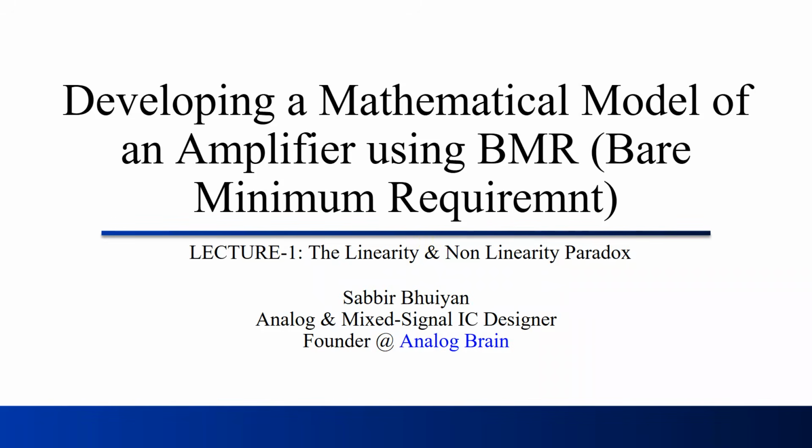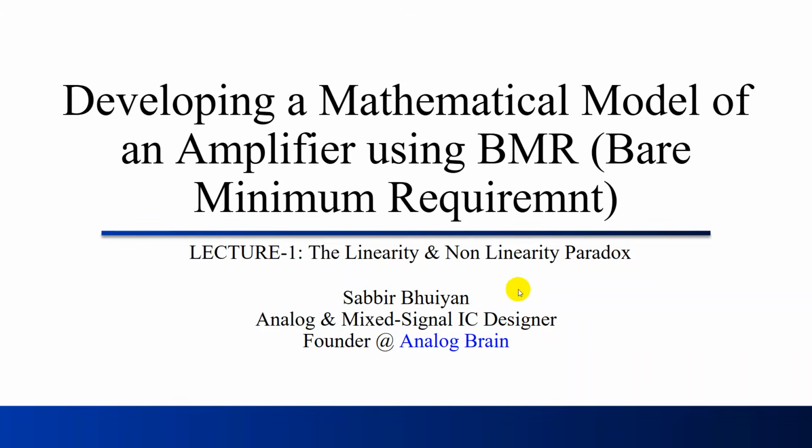In this first lecture, we are going to do something a little different. Instead of jumping straight into circuit topologies, we will go back to first principles and develop a mathematical model of an amplifier using what I call the BMR, the bare minimum requirement. By the end of this lecture, you will know exactly why an amplifier must be nonlinear at its core and why that's not a contradiction. It's actually the key insight that unlocks everything else.